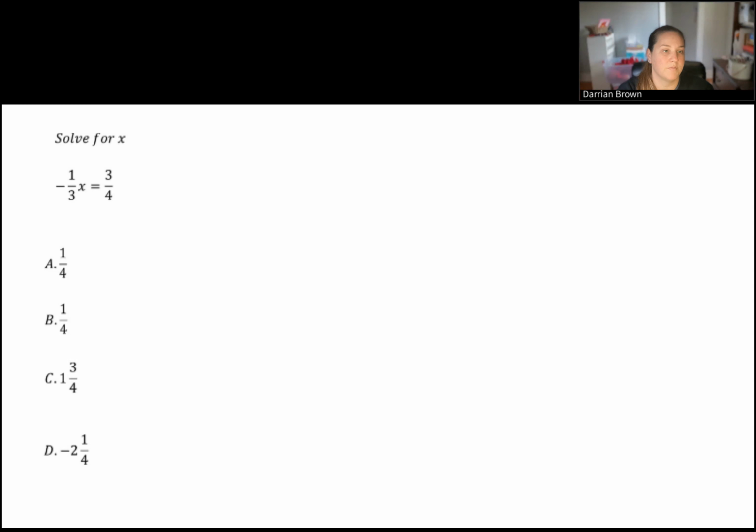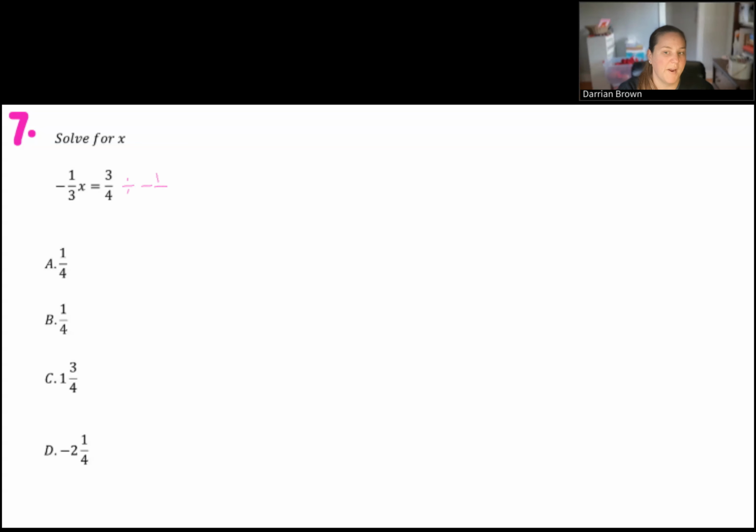This will be number 7. And it says solve for x. Negative 1/3 x equals 3/4. So x is currently being multiplied by negative 1/3. So what's the opposite of multiplication? Division. So divided by negative 1/3.